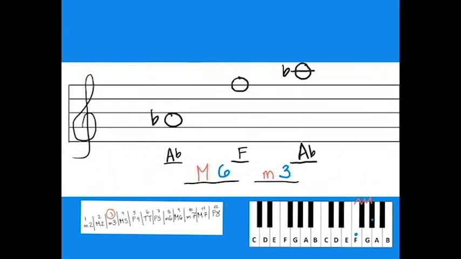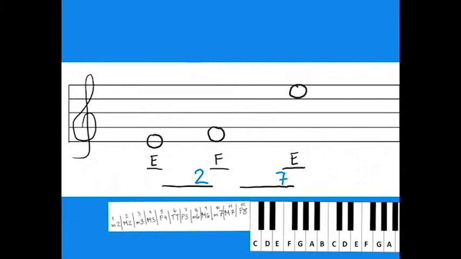Let's do the same thing with this example. So our original interval is E to F. So here's E and here's F, and we count our half steps, and it's just 1, which is the same as a minor second. So we're going to add our interval quality there.